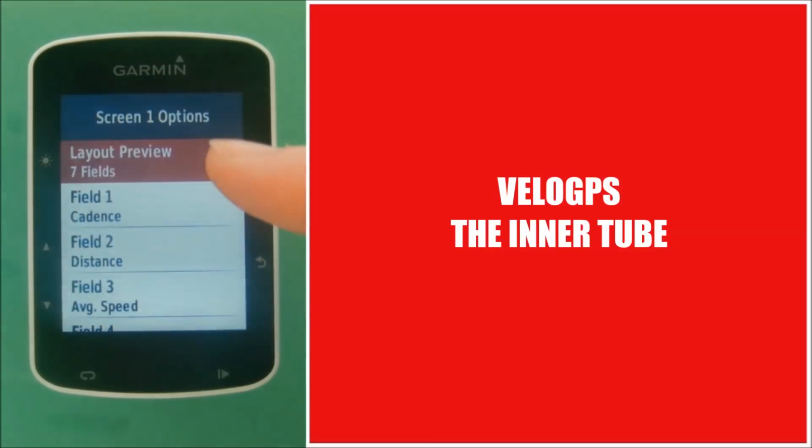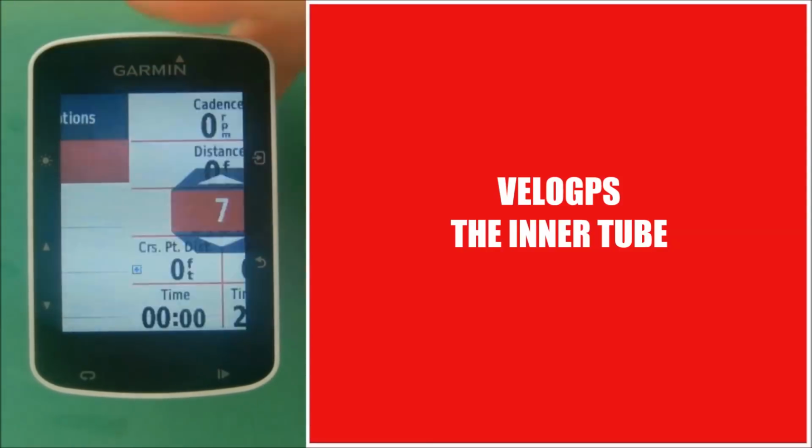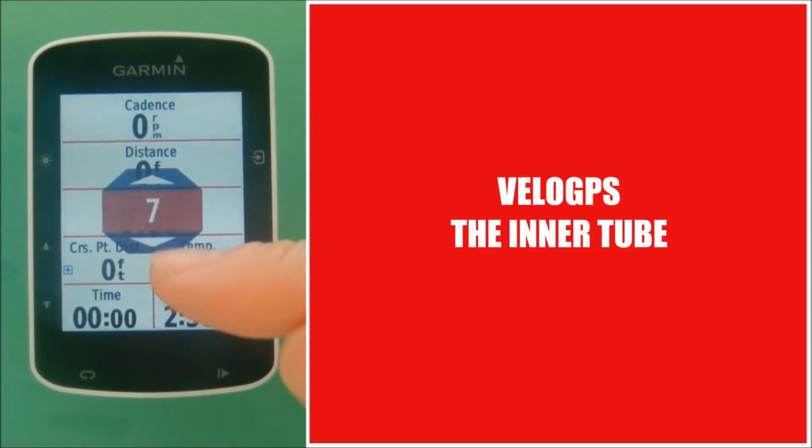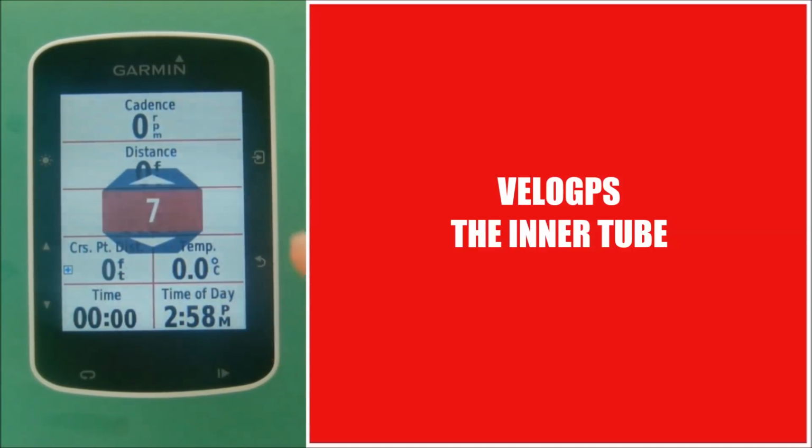Within screen number 1 we can preview that, and then we can individually set up the data fields. Within the preview you'll notice that we have 7 data fields displayed, so we have 3 larger ones at the top and 4 smaller ones at the bottom. And that's probably our preferred option because it's a little less cluttered, and the larger fields mean that we can see some of our key telemetry a little bit easier.